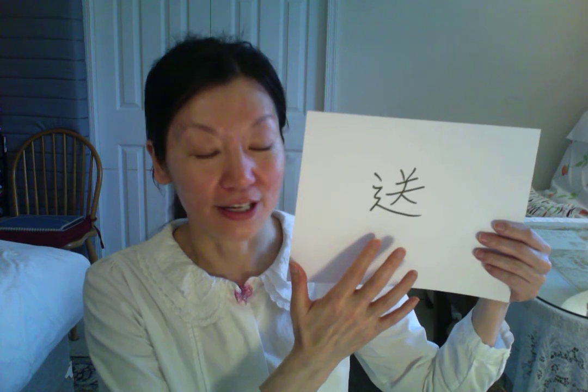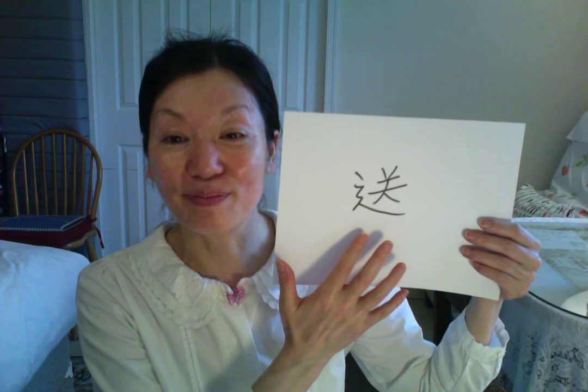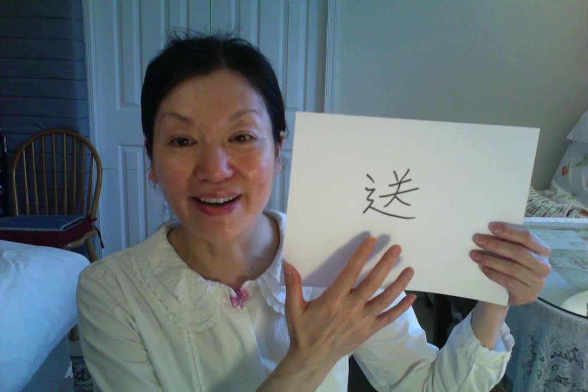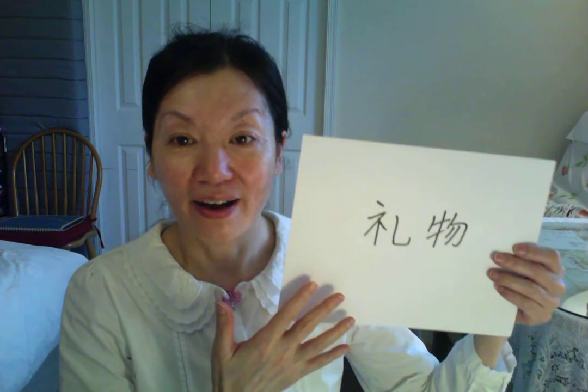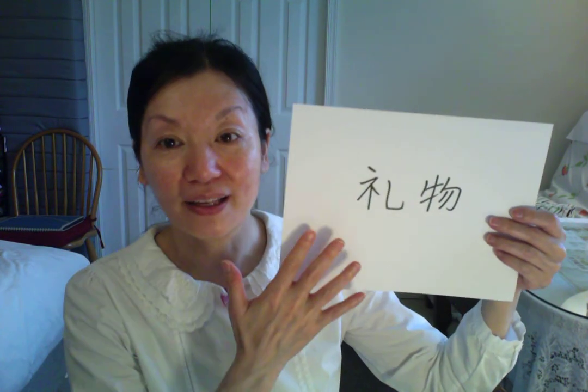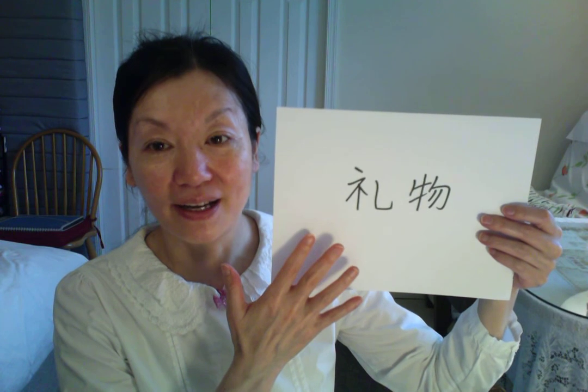宋. Yeah. One more time. 宋. Okay. To give us gift. 宋, to give some, or to give gift, right? To give us gift.